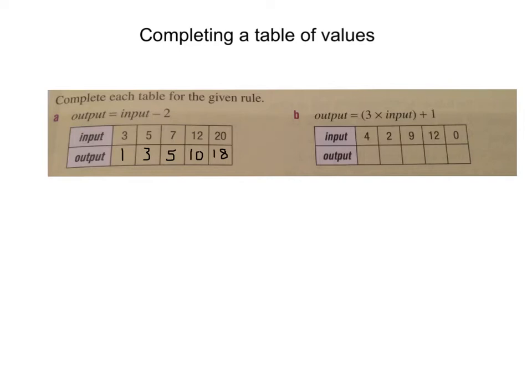Let's do the same for the next rule. So over here we can see our output is equal to 3 times the input plus 1. So let's fill in the table of values using that rule. So when our input is 4, 3 times 4 is 12, plus 1 more, 13. When our input is 2, 3 times 2 is 6, plus 1 is 7. 3 times 9 is 27, plus 1 is 28. 3 times 12 is 36, plus 1 is 37. And 3 times 0 is 0, plus 1 is 1.